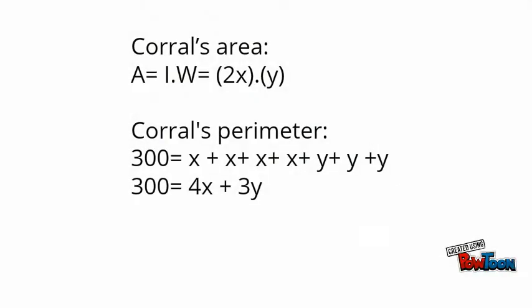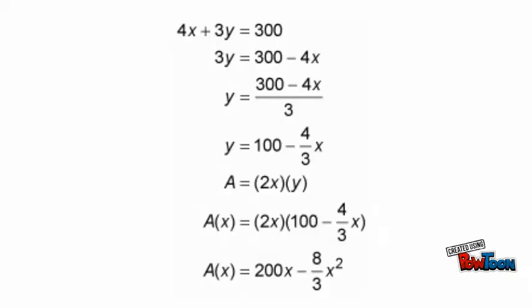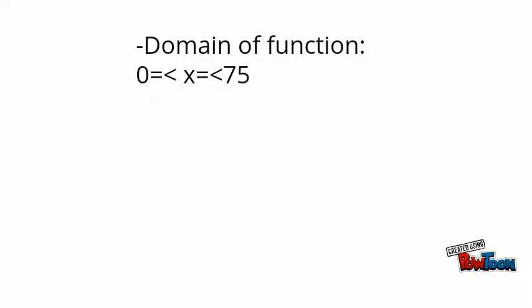From the picture, we can formulate the corral area A equals 2xy and the perimeter 300 equals 4x plus 3y. So we solve the perimeter equation for y, then plug the result for y into the corral area equation. As a result, we get A(x) equals 200x minus 4x squared over 3.